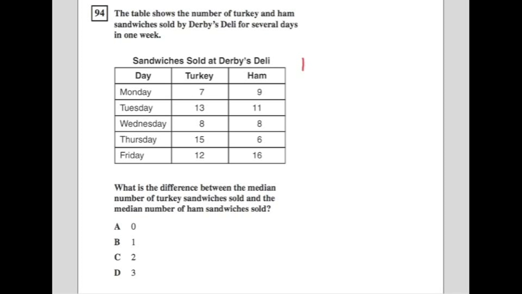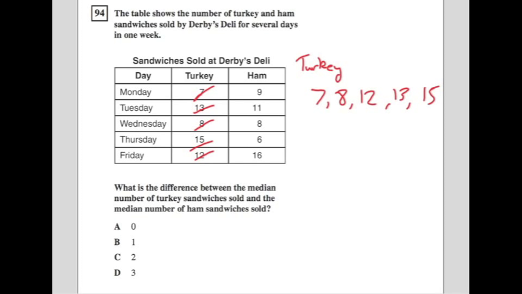So let's go ahead and put them in order first. I'm going to do the turkey sandwiches first. Let me see. My first number, my lowest number, is 7. I'm going to cross them out so I don't write it again. 8, 12, 13, and 15. And I cross both those out.